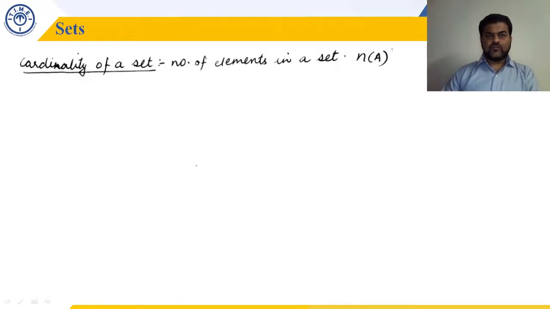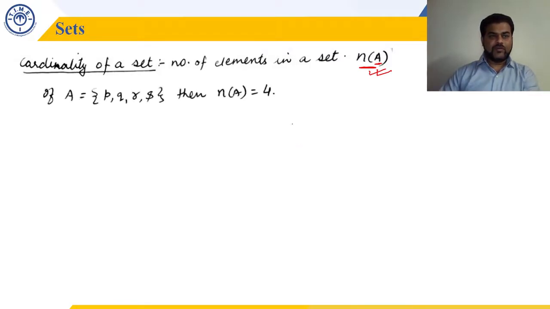What is the cardinality of a set? Cardinality of a set is nothing but the number of elements in a set. And how do we denote it? We write a small n and inside brackets we write the set. Here the set is A. So this represents the number of elements in set A. For example, if set A is P, Q, R, S, these are 4 elements, then we will say n(A) is 4, which means the cardinality of set A is 4.